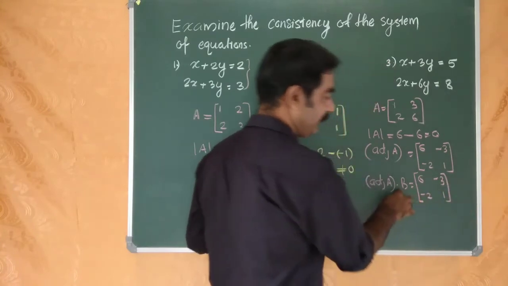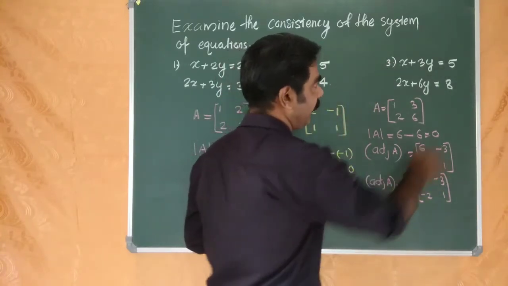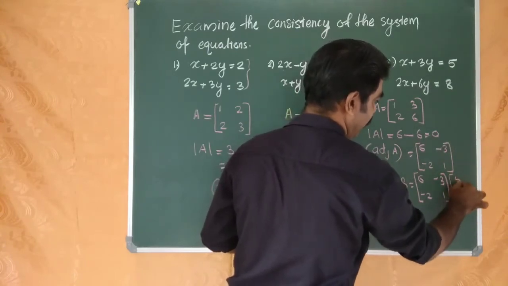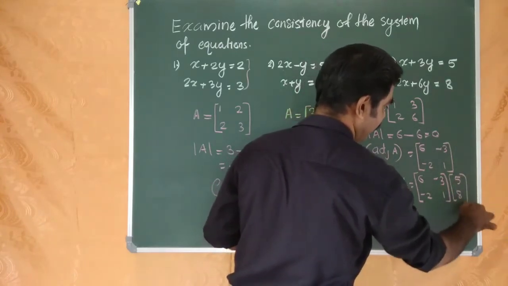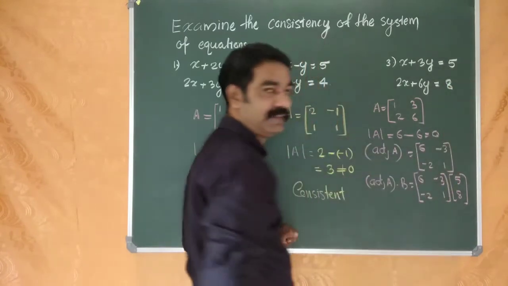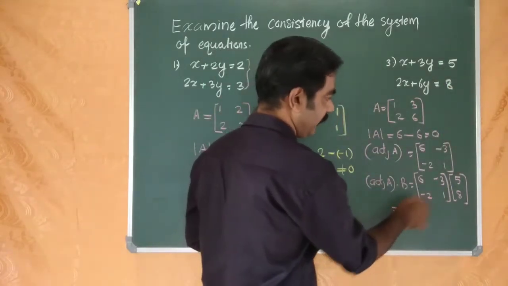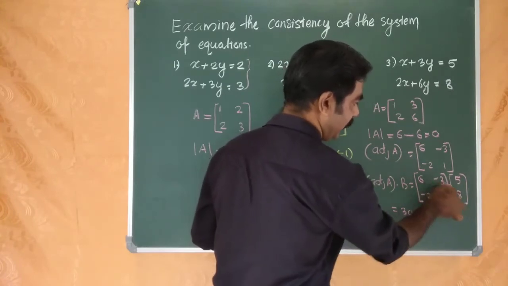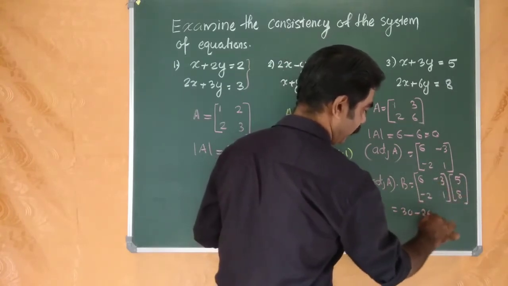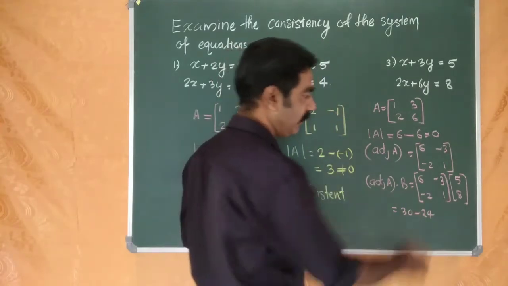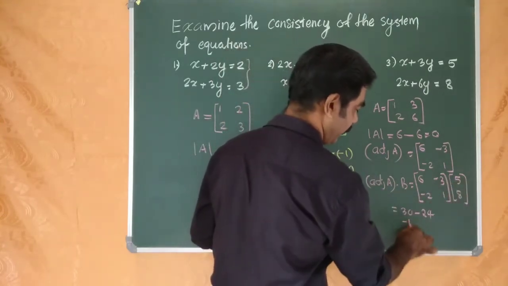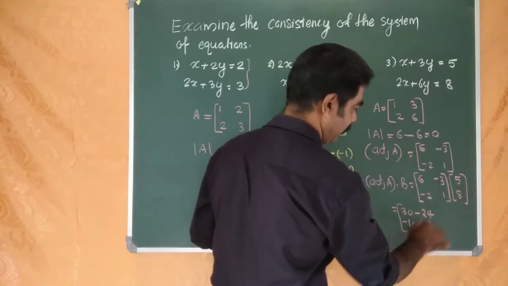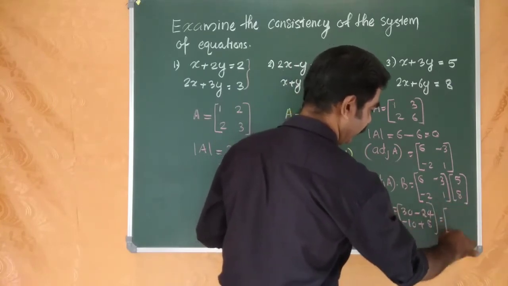See, what is the matrix B? B is a column matrix whose elements are the constants 5 and 8. So you multiply 6 into 5, that is 30. Minus 3 into 8 is minus 24. 30 minus 24. Then minus 2 into 5 is minus 10. 1 into 8 is plus 8.